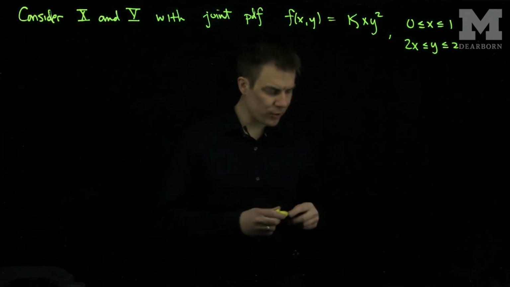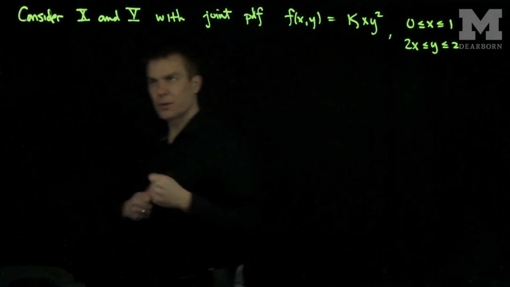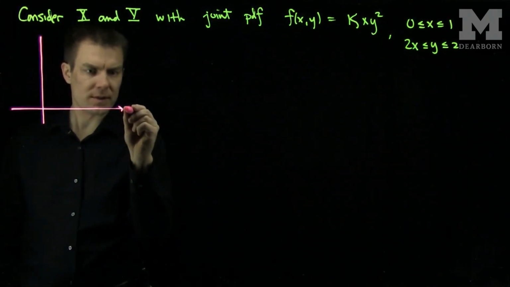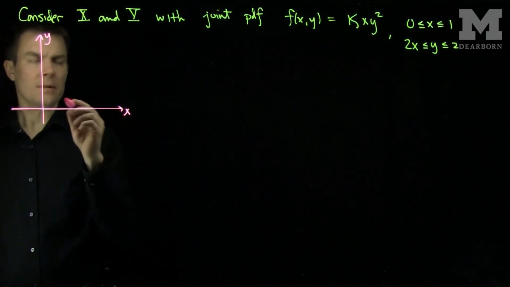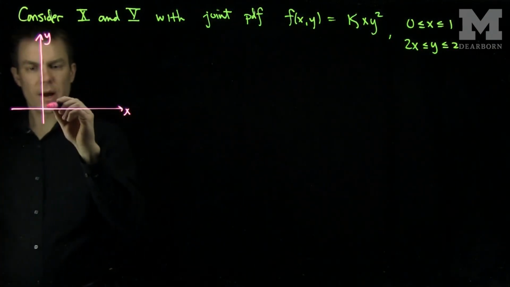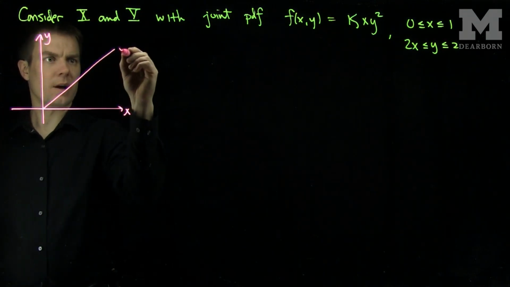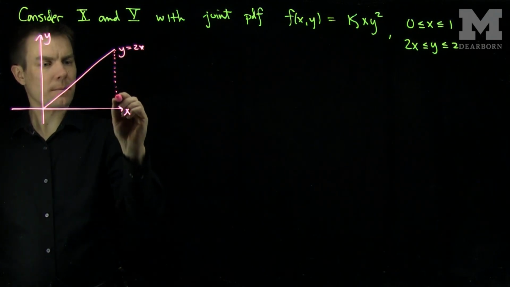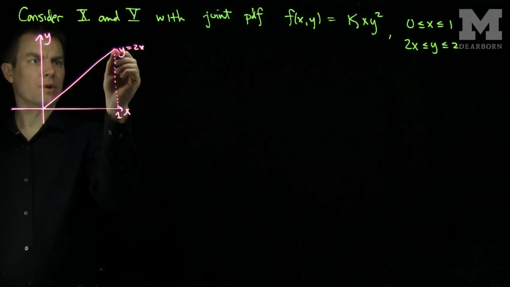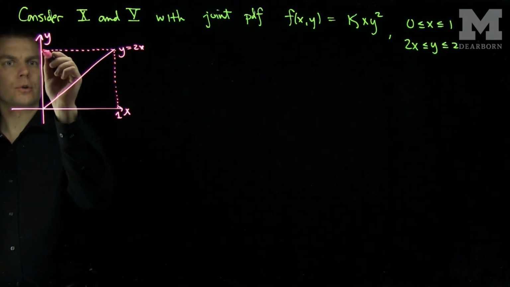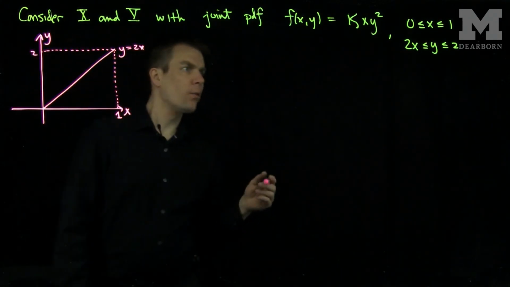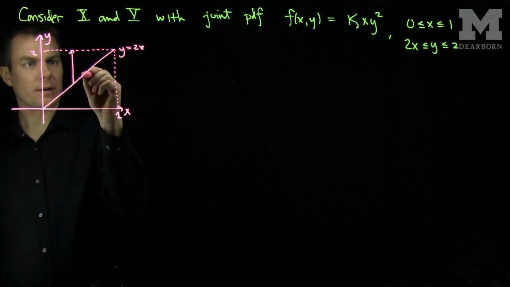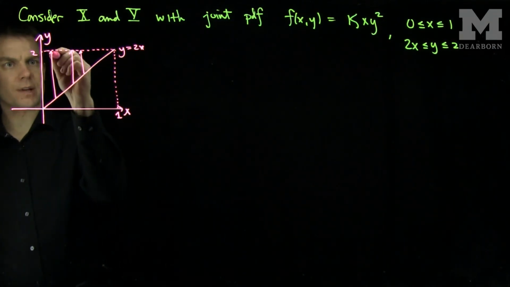So the first thing we do when we have a joint PDF problem is we sketch the support of the joint PDF. If this is the x-axis and this is the y-axis, we know that y starts at the line 2x. So there's my line y equals 2x. And when I plug in x equals 1, that will correspond to a value y equals 2. So if y is between the line 2x and 2, we are in this triangle right over here. This is the triangle in which our PDF resides.